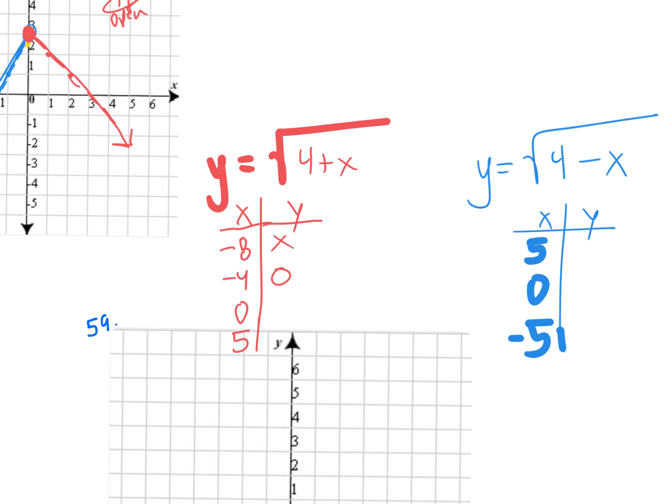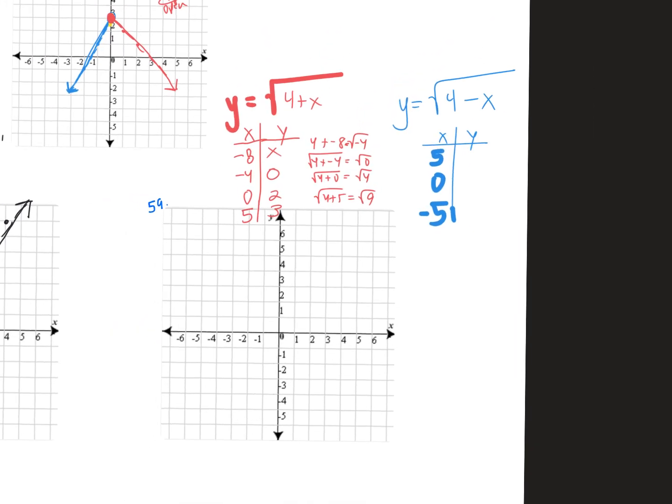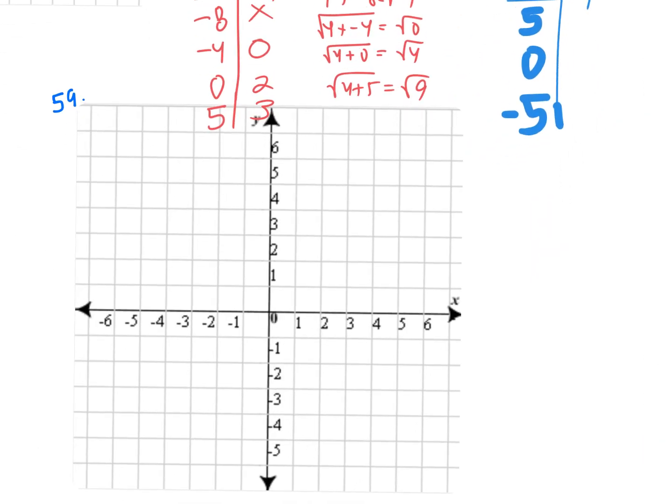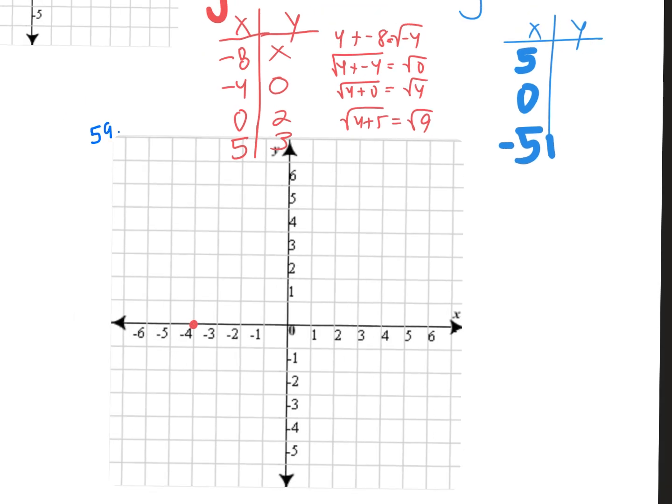So now I'm going to plug in 0. So I have 4 plus 0. What's the square root of 4? 2. Good. Now I'm going to plug in 5. 4 plus 5, square root of 9, which is 3. So let's plot those points. -8 doesn't have a point that exists. It's imaginary. So I go to -4, 0. 0, 2, and then 5, 3. Right, and this shape is actually kind of like a wave kind of thing, the square root graph. Oh, I should have done it. Sorry.